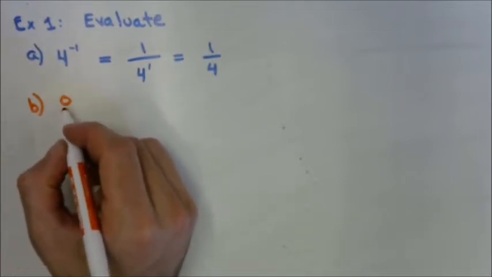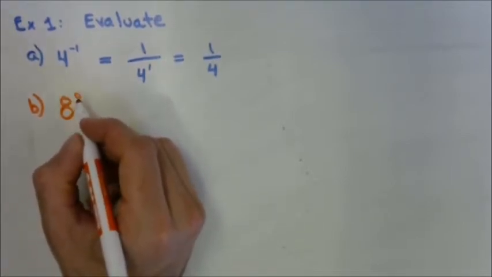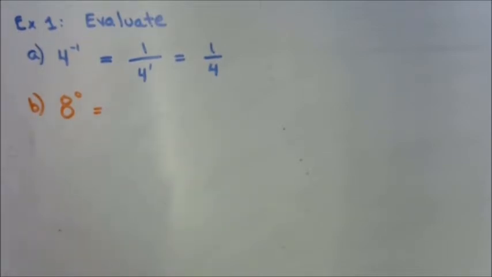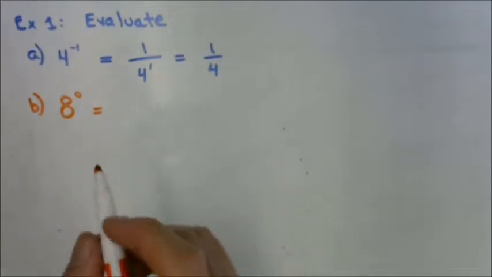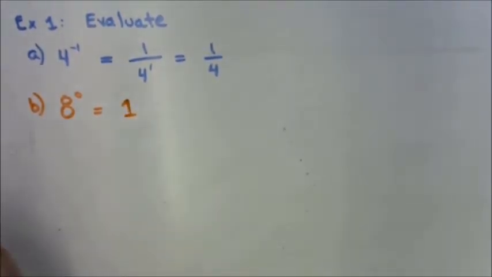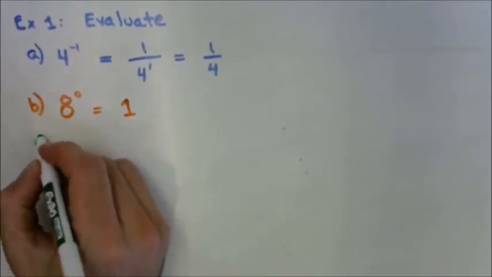B gives us the question 8 to the power of 0. Emma, what do you think? It's just 1. Any base raised to an exponent of 0 is just 1. Alright, let's get a little trickier.